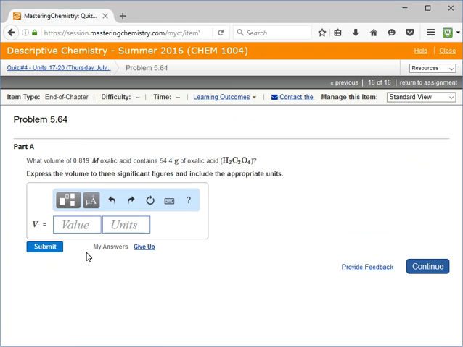What volume of 0.819 molar oxalic acid contains 54.4 grams of oxalic acid? Express the volume to three significant figures, and include the appropriate units. So make sure you put units in when asked for. It says what volume, so put it in liters or milliliters, whatever your answer is going to be in.